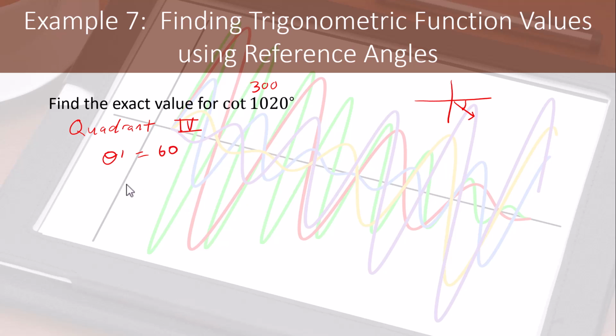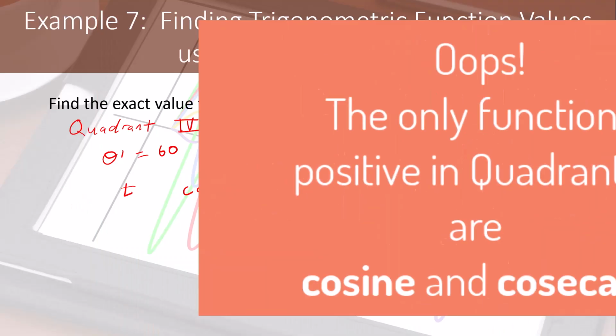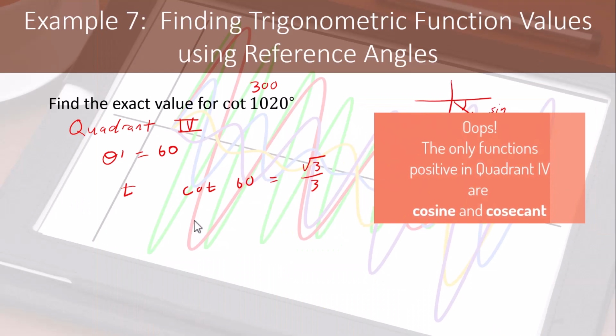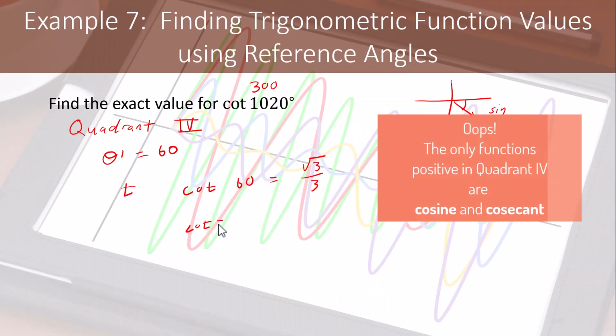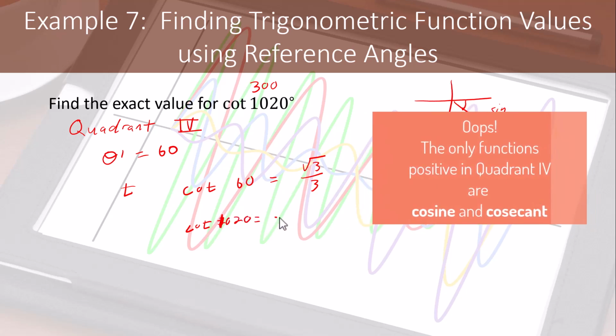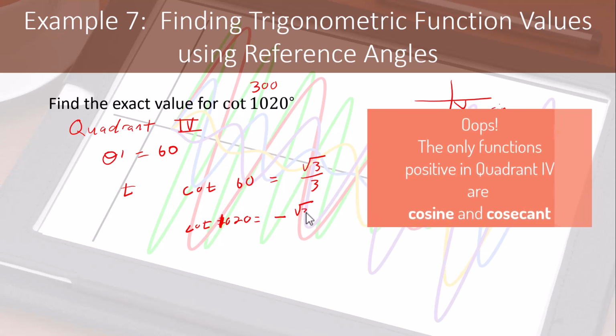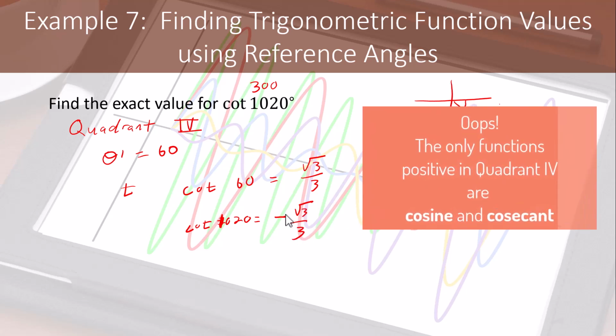And it turns out that the cotangent of 60 degrees is going to be the square root of 3 divided by 3. Now, since we're in quadrant 4, the only functions that are positive in quadrant 4 are cosine and secant. So the cotangent of 1020 is going to be the negative of this, or negative square root of 3 divided by 3.